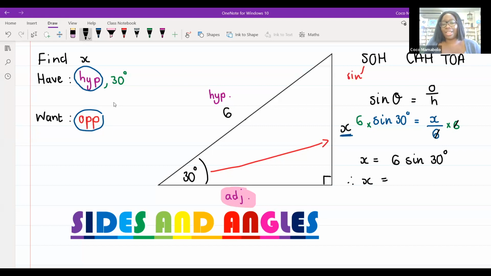not 30. I think Riatile may have made a bit of a mistake, but Puseletso is 100% correct. If you punch this into your calculator, you're going to get 3. Excellent. That means that our opposite side is not x, it's actually 3.